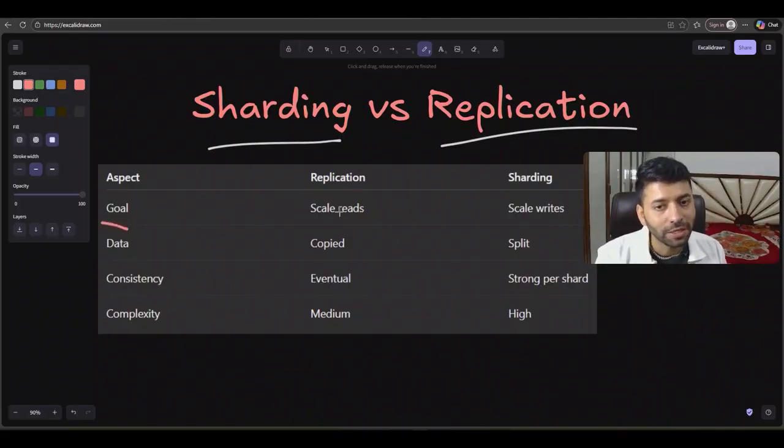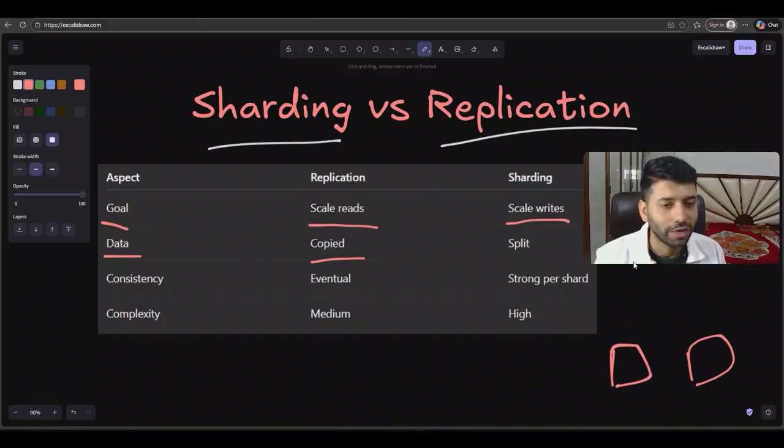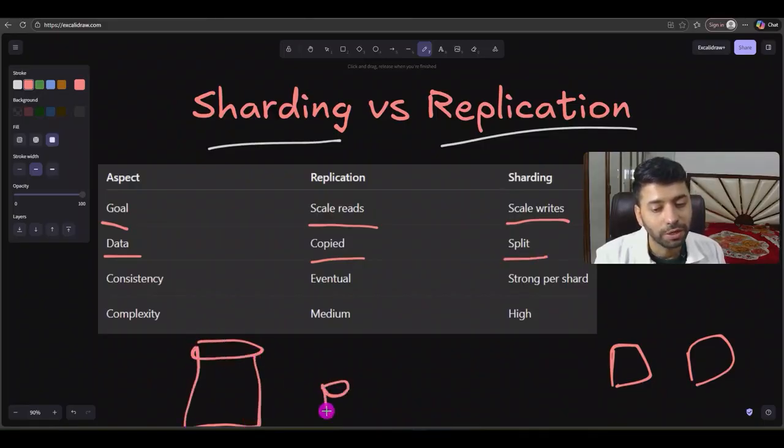The goal of replication is to scale the reads. If you have so many read operations, how do you handle that? Using replication. And the goal of sharding is to scale the writes. Okay, so replication is for scaling the reads, sharding is for scaling the writes. And when we talk about the data aspect, replication is done by copying, right? You create replicas, so you are creating a copy. Whereas sharding happens by splitting the data. So you had this big database, you split it into multiple small databases, or multiple shards, you can say.